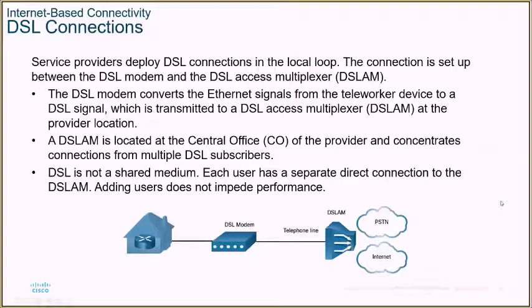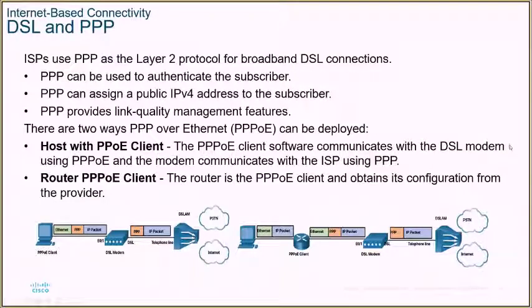Okay, so service providers deploy DSL connections in the local loop. The connection is set up between the DSL modem and a DSL access multiplexer, or DSLAM. And the DSL modem converts the Ethernet signals from a teleworker device to a DSL signal, which is transmitted to a DSLAM at the provider location. The DSLAM is located in the central office of the provider and concentrates connections from multiple DSL subscribers. DSL is not a shared medium. Each user has a separate direct connection to the DSLAM. Adding users does not impede performance for other users. That's what it means.